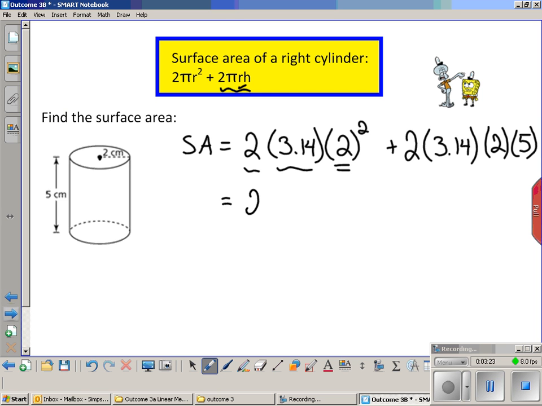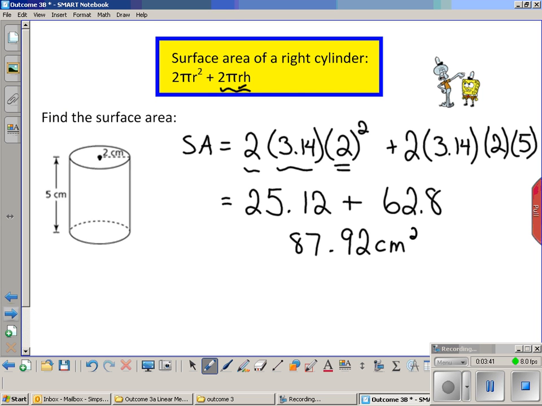When you do that, that first part works out to be 25.12 plus, multiplying the second part out, 62.8. Adding them together should give you 87.92 centimeters squared.